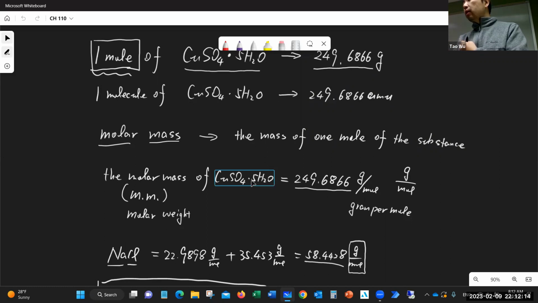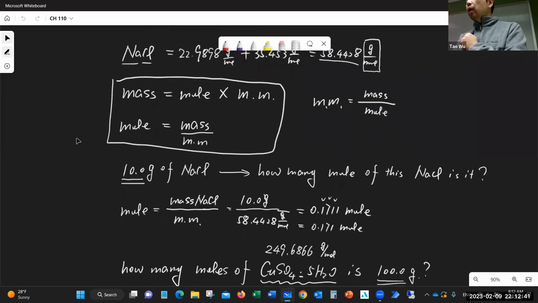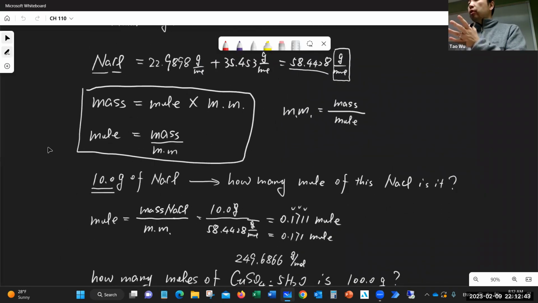we're seeing the dot in the middle, which is not a multiplication sign. It's just talking about its attachment. So if you calculate the molar mass, it's not the molar mass of the copper sulfate times the molar mass of the 5 waters. It's addition. Okay, so the molar mass of the copper sulfate plus 5 moles of water, the molar masses added together. Okay, this is how we calculate the molar mass. We also talked about the conversion between mass and mole.